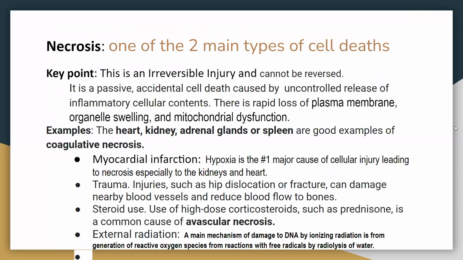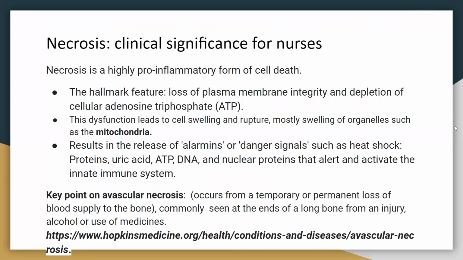The next one is necrosis, which is the second type of cell death. The key points are described there with clinical examples. Myocardial infarction is very common on the questions. Coagulative necrosis and avascular necrosis are also important. Patients who are getting external radiation come under this necrosis cell death pattern. This slide gives you a clinical significance for nurses. There are key points to be noted here also.